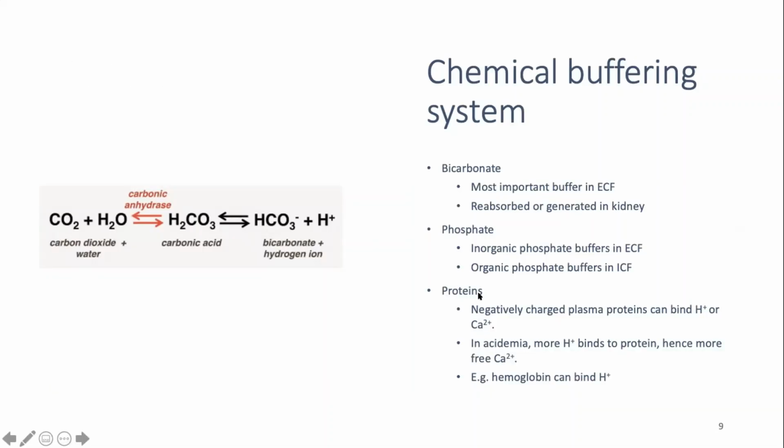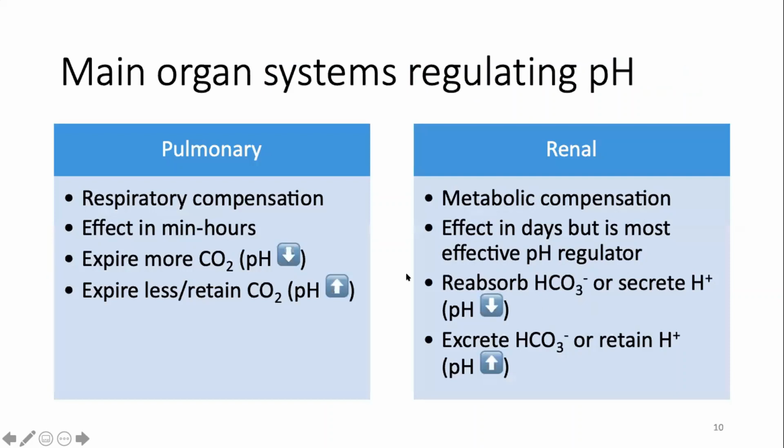How do the proteins buffer the H+? As I mentioned yesterday, these proteins are usually negatively charged, so they can usually bind other cations, including the H+. Right. Okay. How does the compensatory system work?